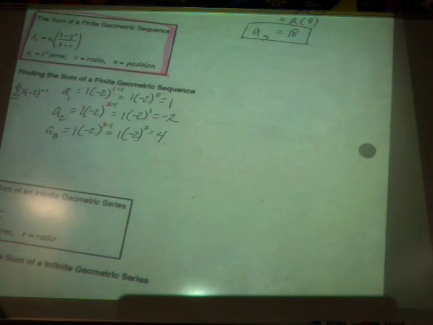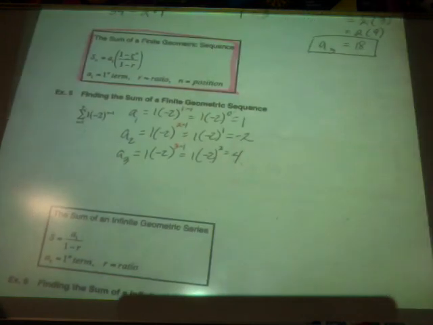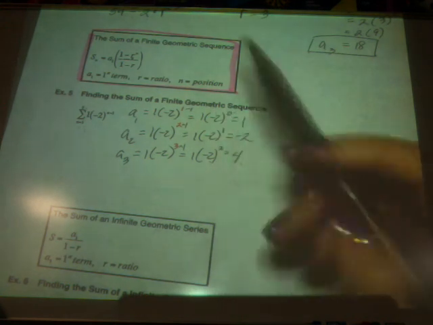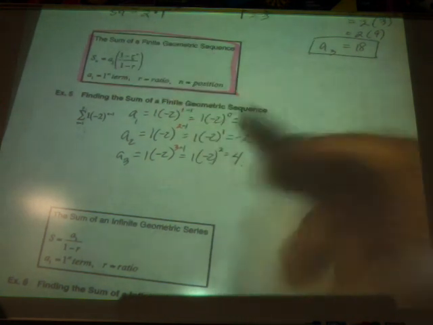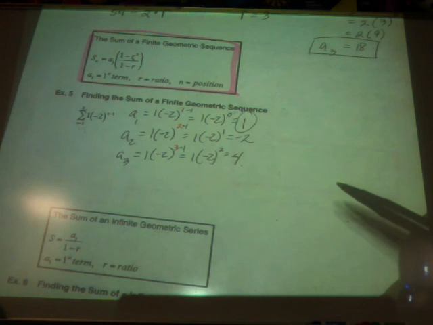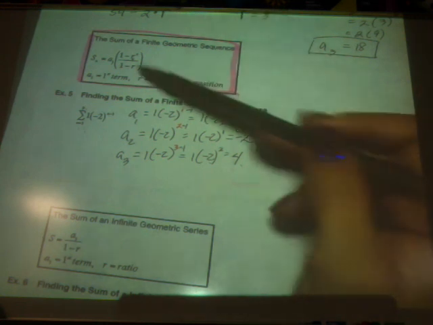Okay. So, I could do this forever and ever, right? Up to, well, I could do this up to the 9th term, couldn't I? But who wants to do that? So let's go ahead and run it through the formula up here. So do I know a sub 1? I do now. Isn't this a sub 1? And do I know r, my ratio?